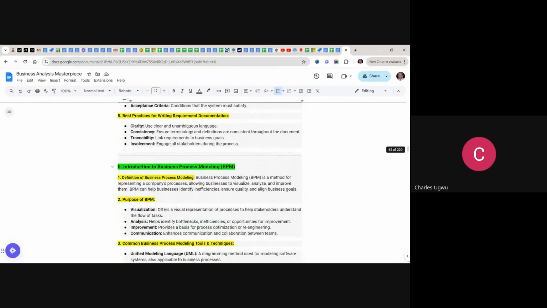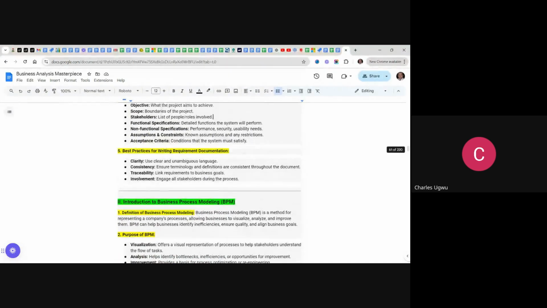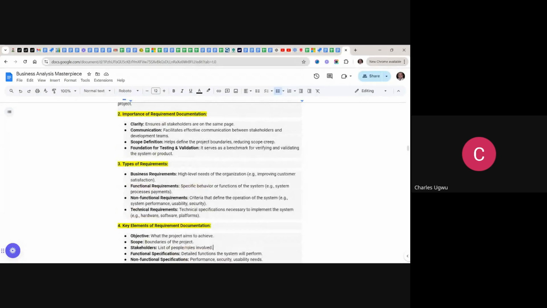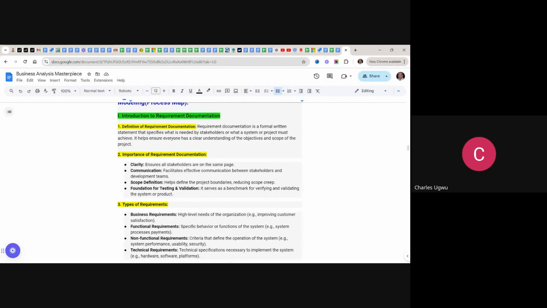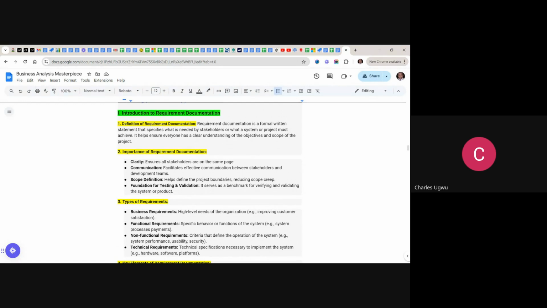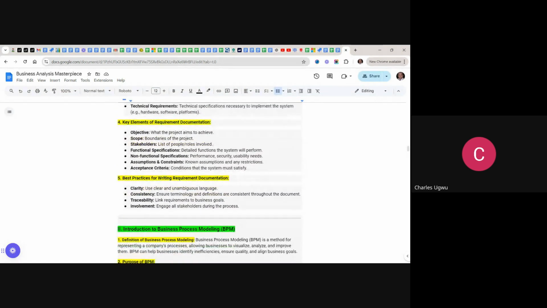This is all we have, no longer high level, a bit more detail about requirement documentation. With this, we can understand requirement documentation very well.